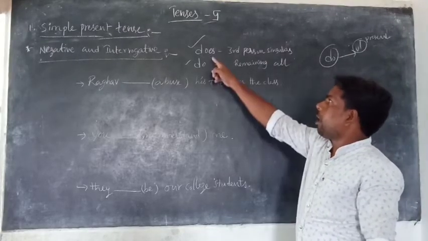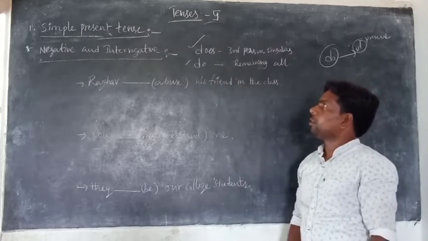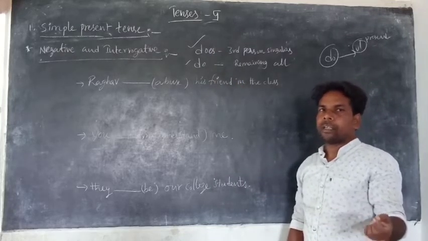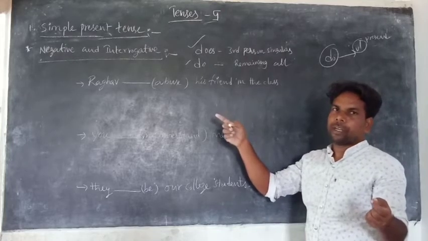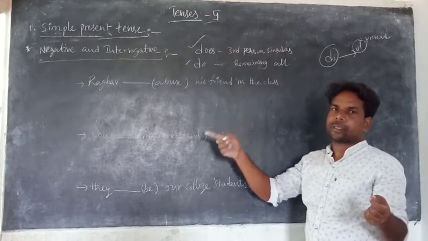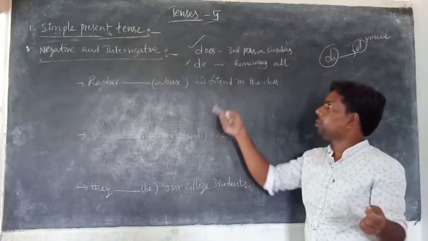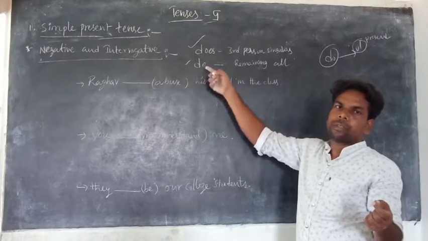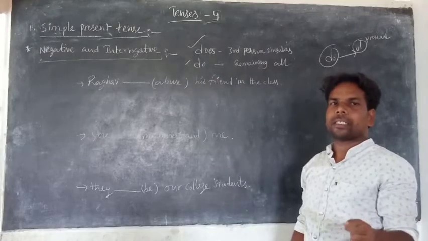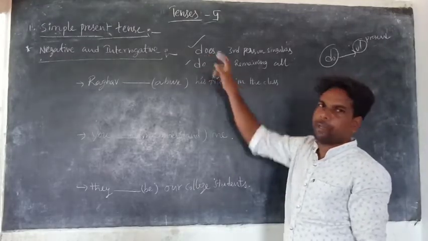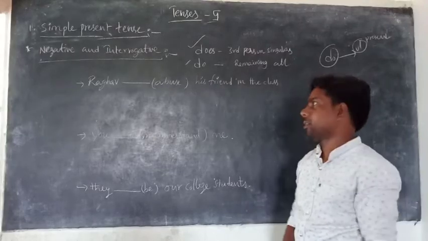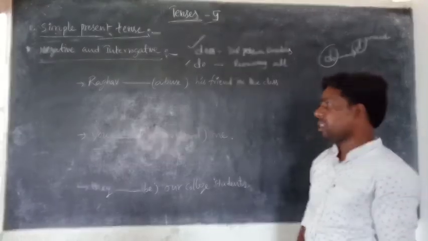And how does do become does? When the subject is singular, we add s or es to the do. So do plus s or es becomes does. In this way, does becomes a be form. Is it clear?